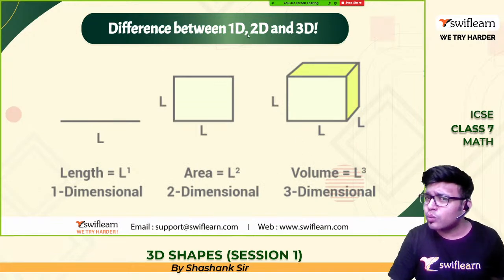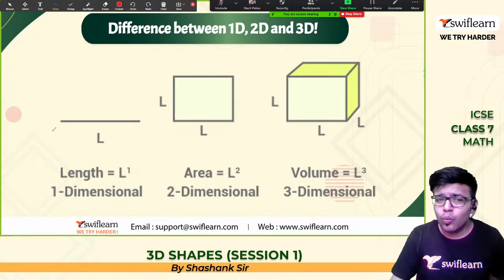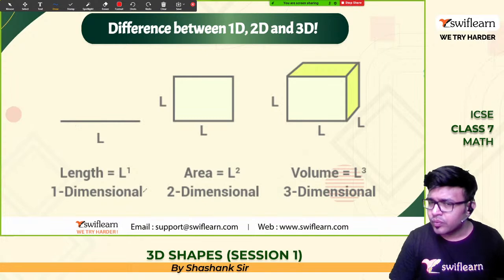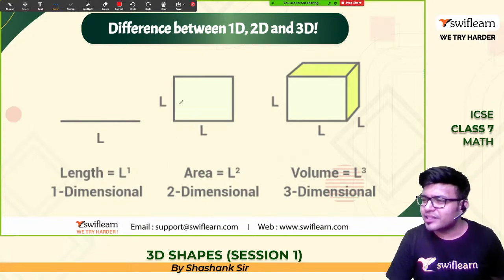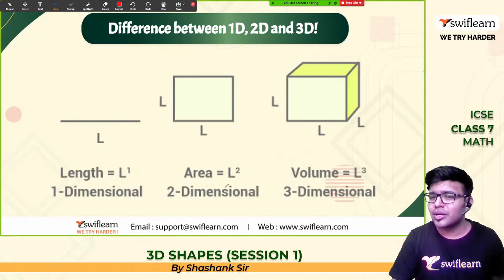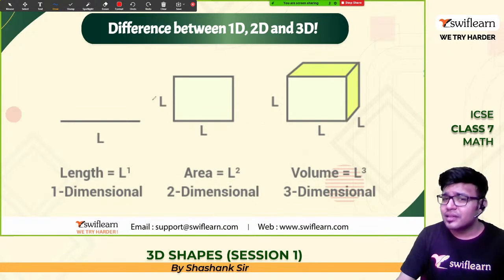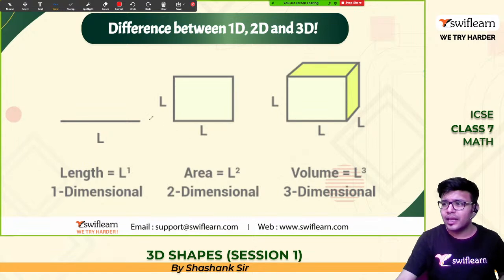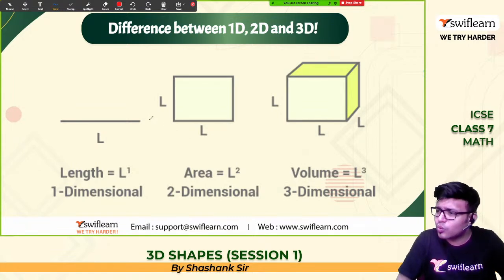Difference between one-dimensional, two-dimensional, and three-dimensional. One-dimensional is only having one dimension, which is length. A two-dimensional object has length and breadth. The area is length into breadth, or side into side. So area is L square if both the dimensions are L.